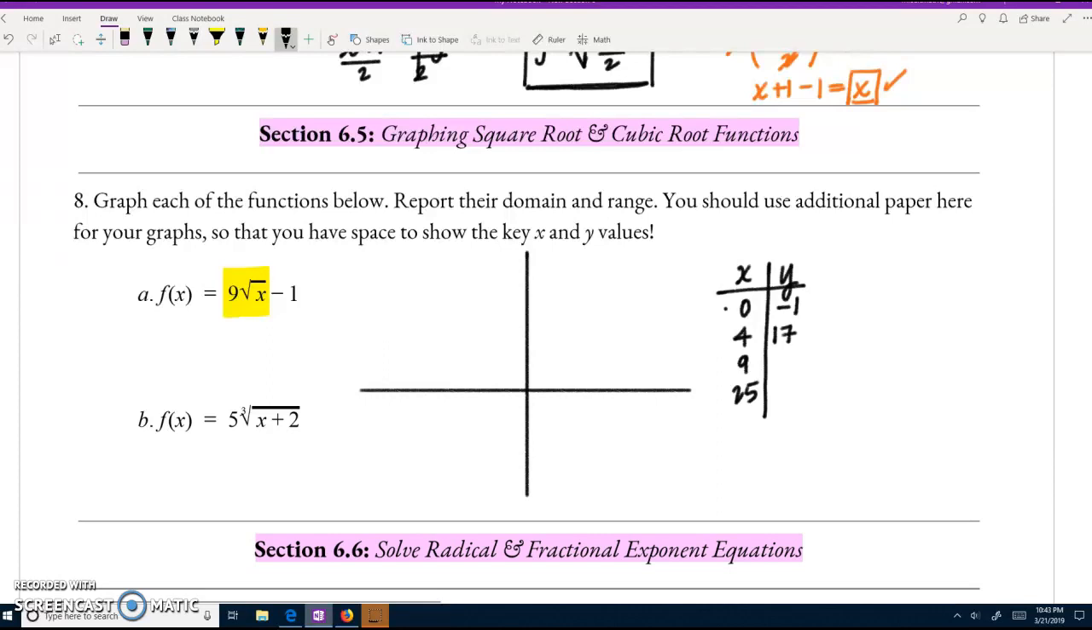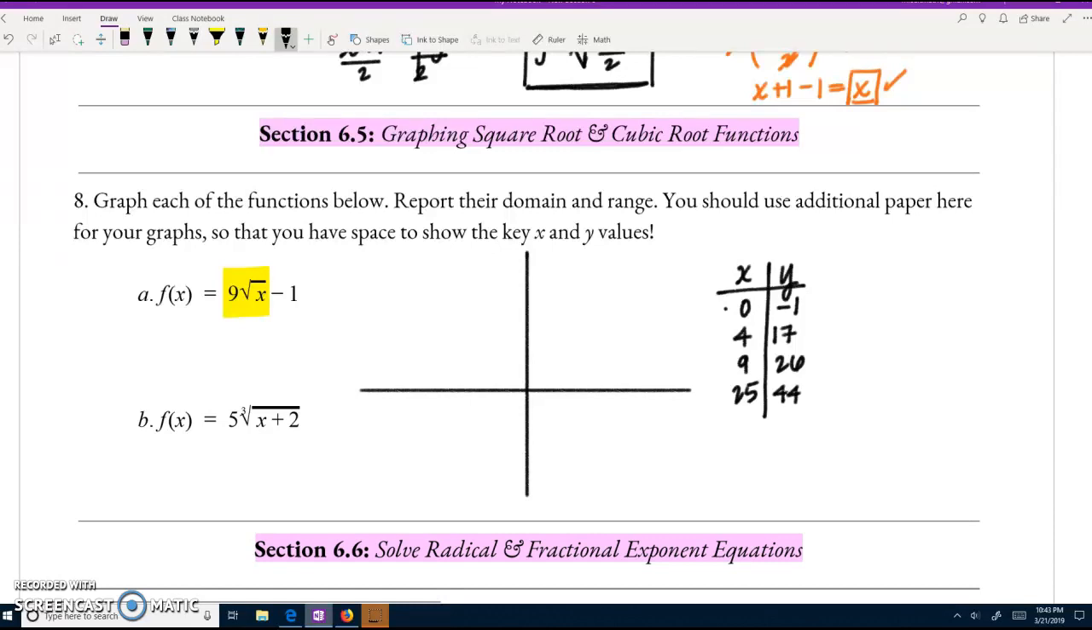Then if I plug in 9, I will end up with 9 times the square root of 9, so 9 times 3, which is 27. Subtract 1, we'll get 26. And then last up, if I plug in 25, I will have 5 times 9, which is 45, minus 1, which is going to be 44.